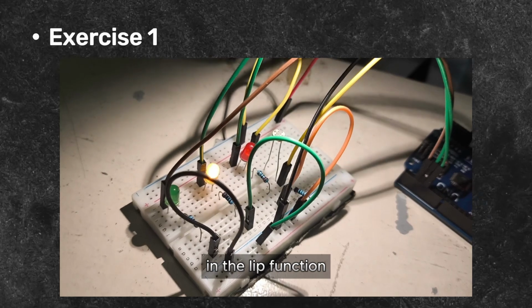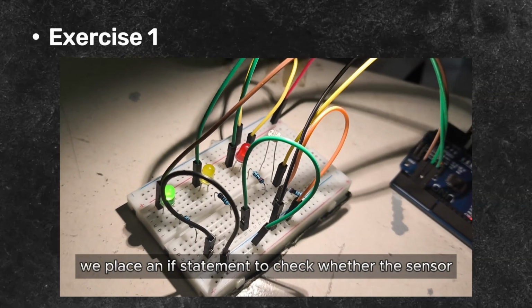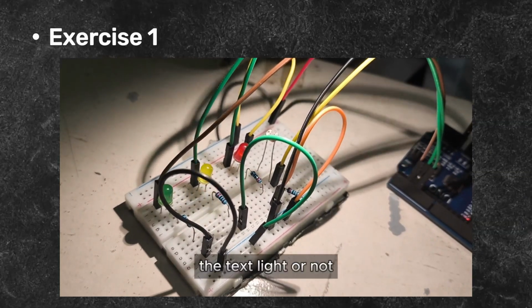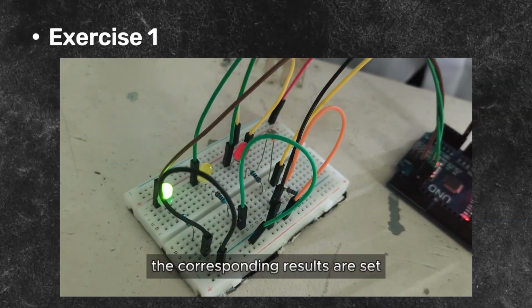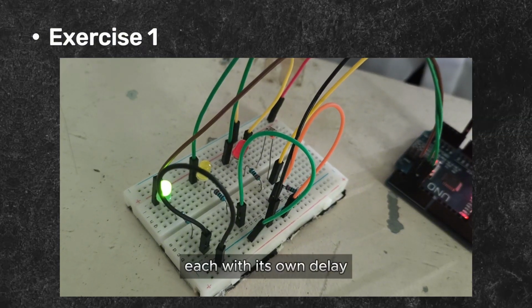In the loop function, we place an if statement to check whether the sensor detects light or not. Depending on the light detection, the corresponding results are set, each with its own delay.